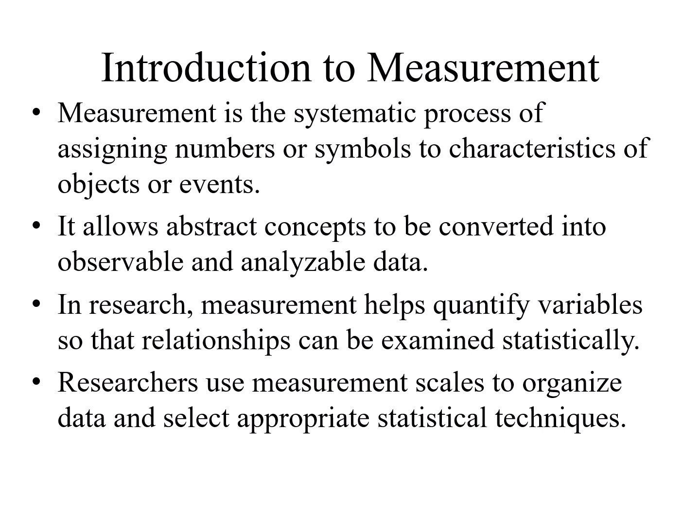Introduction to measurement. Measurement is the systematic process of assigning numbers or symbols to characteristics of objects or events. In research, many concepts are abstract, such as intelligence, satisfaction, or productivity. These concepts cannot be directly measured unless they are converted into numbers. For example, in a survey, researchers may assign numbers to different satisfaction levels, such as 1 for dissatisfied and 5 for very satisfied. This allows researchers to analyze the data statistically. Therefore, measurement helps transform abstract concepts into observable and measurable data.